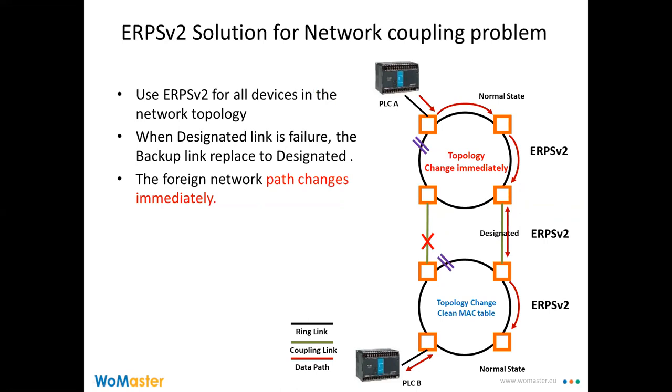Later we'll see the recovery time. Using the ERPS version 2 solution, when the network coupling has problems and the designated path changes to the backup path, we can guarantee the recovery time is very smooth, almost seamless. This is the solution to the network coupling problems in the proprietary ring.